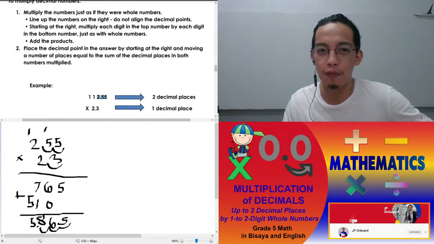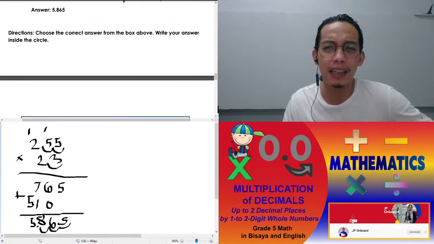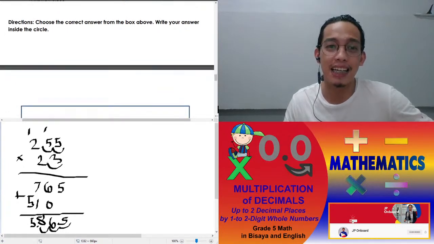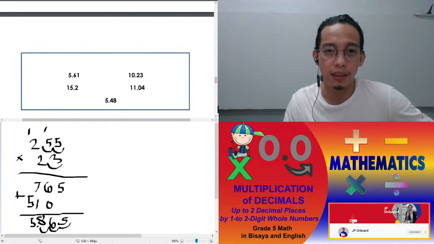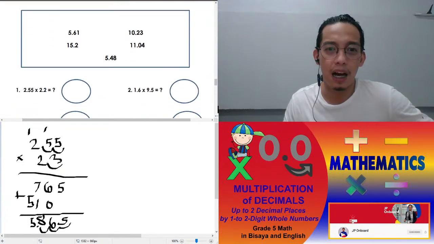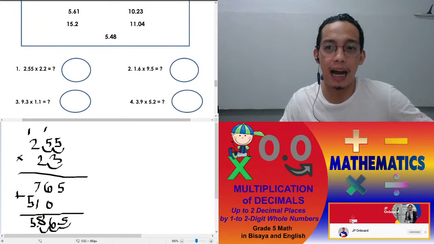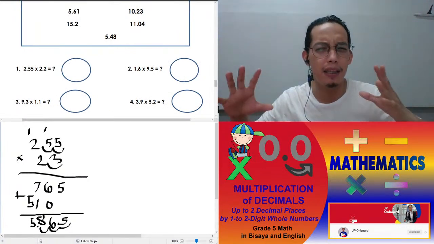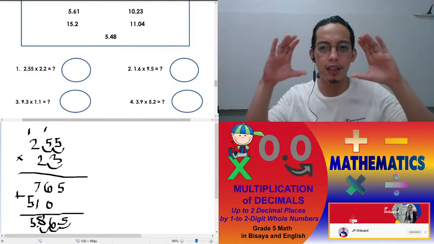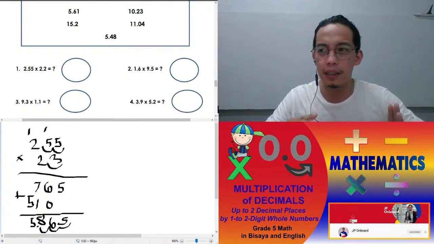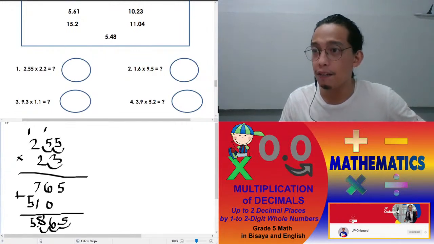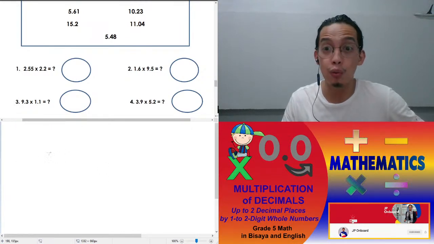Okay, let's move forward with another example. Activity. Choose the correct answer from the box above. Write your answer inside the circle. So we have answers here in the box above. It's matching type, I think. We have answers in the box, and then we will find the answer there with our numbers. So let's try to answer.